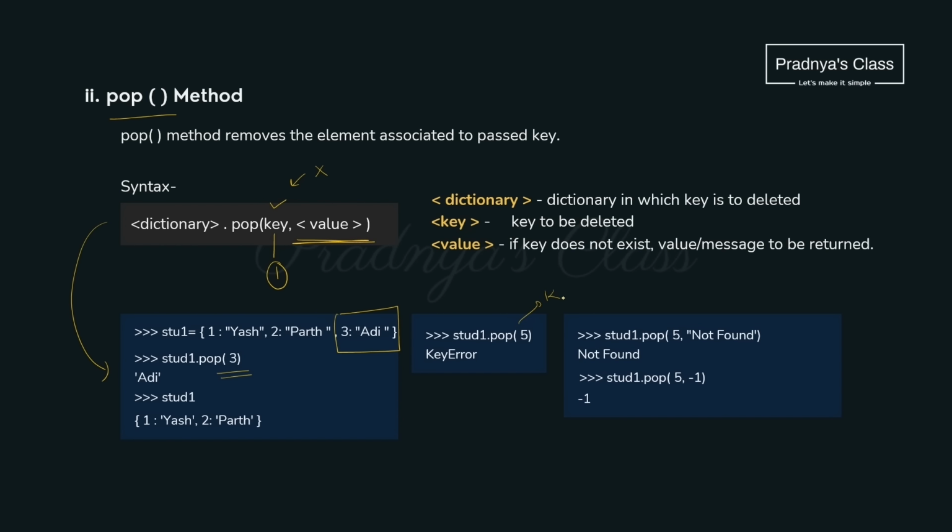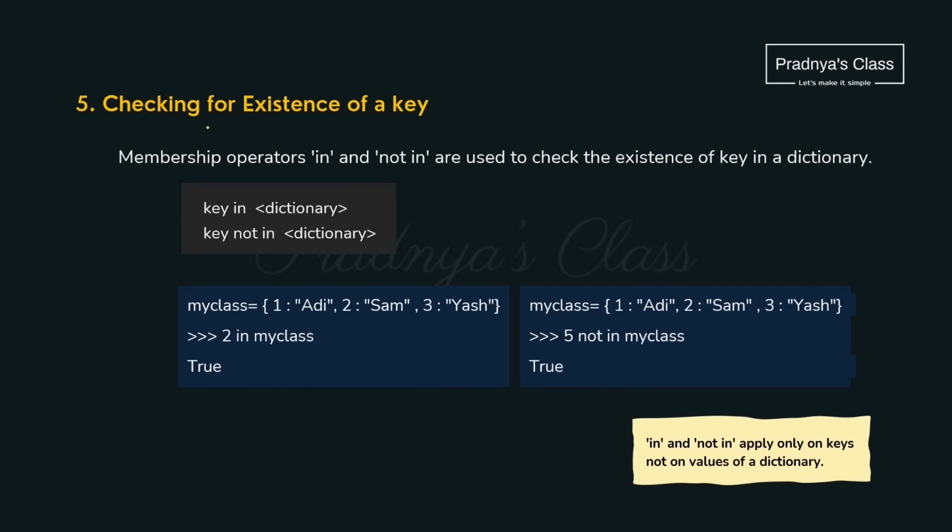If the specified key doesn't exist in the dictionary, we will get a key error. To avoid this, we can provide a message or some value. Then that message or value will get printed instead of this exception. This is also one of the operations: checking the existence of the key. Before performing any other operation and getting an error, we can check whether the key exists in the dictionary or not. If yes, then we can perform the required operation. If not, accordingly we will go ahead. For that we use the in and not in membership operators.